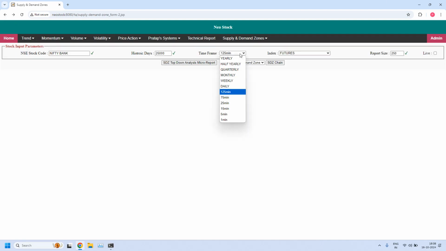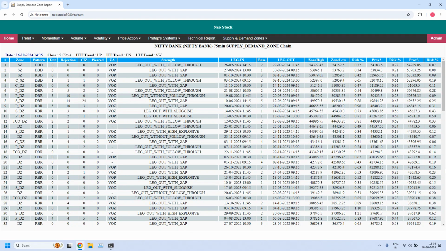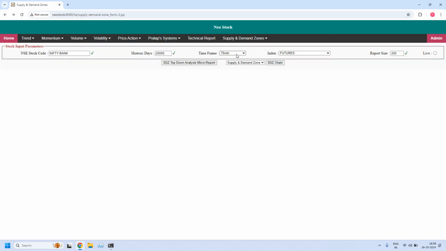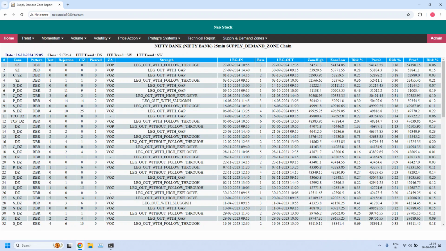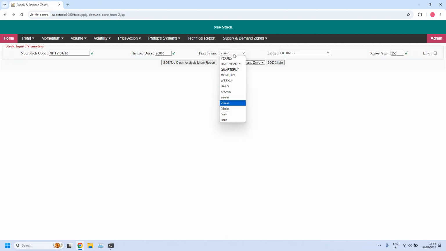Next time frame is 75 minutes, generating 75 minute supply demand zone chain for BANKNIFTY. The next time frame is 25 minutes, generating 25 minute supply demand zone chain for BANKNIFTY. The next time frame is 15 minutes, generating 15 minute supply demand zone chain for BANKNIFTY.